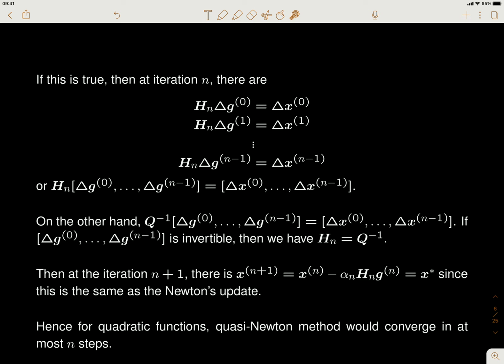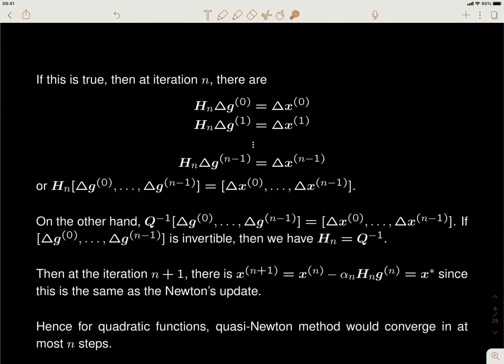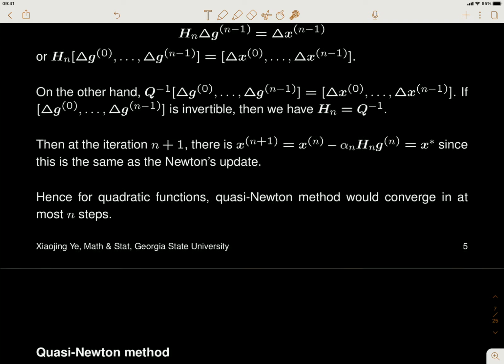Okay, and this also means that if we can guarantee this property of the Quasi-Newton's method, then after n iterations, we must be able to get the minimizer, the true minimizer. So now the question is, how do we really guarantee that property?